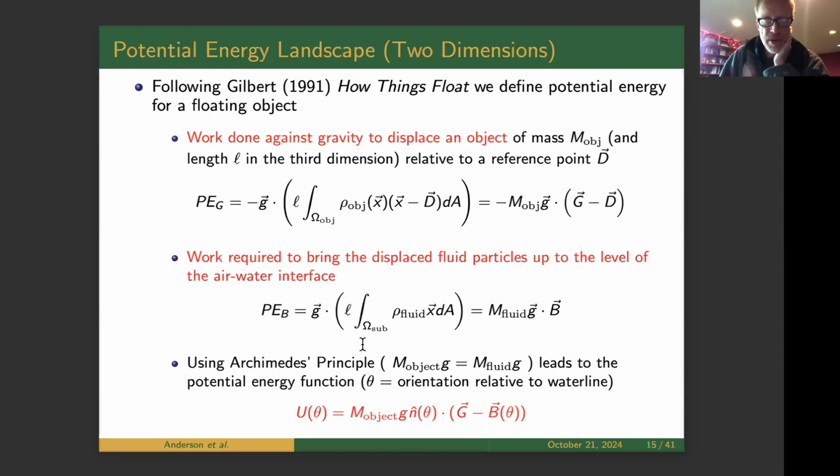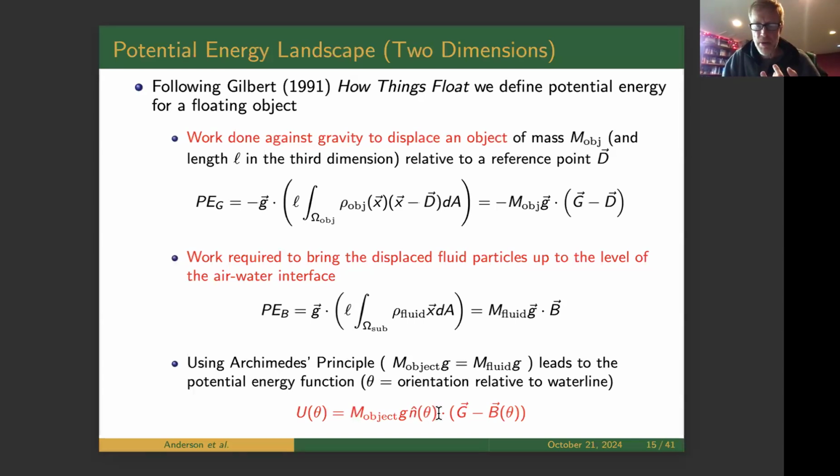And then if you impose Archimedes' principle, so assuming that this balance, which is essentially a vertical force balance on this floating object, applies, then you can write down a potential energy function that involves the center of gravity, the center of buoyancy, and then this normal vector, which is really the normal to the fluid interface. I imagine that pointing out of the water, say.